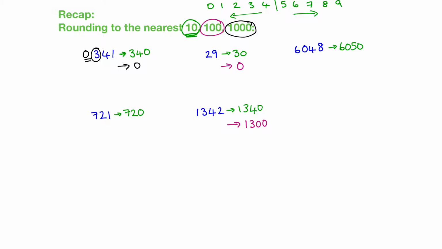Okay, we're going to look at 6,048 now. We're going to round 6,048 to the nearest 1,000. So we look for our thousands digit, which is the 6. And the 0 tells us to leave the 6 as it is. So remember, these are an amount of thousands. So it's 6,000.